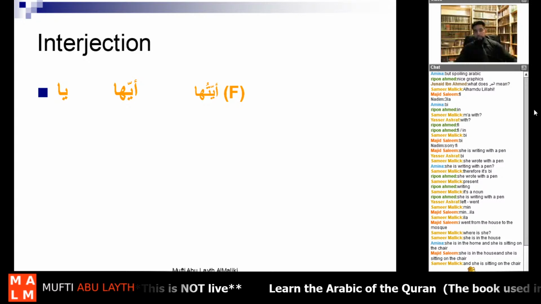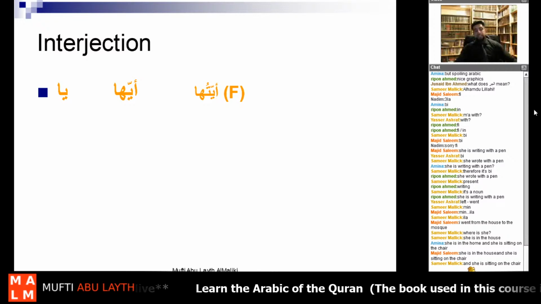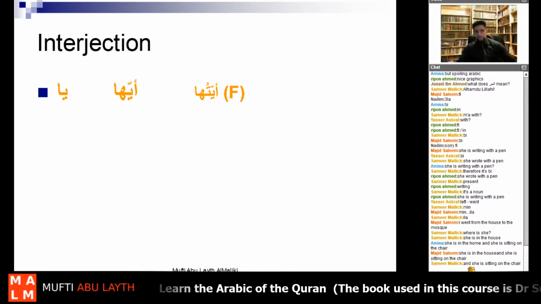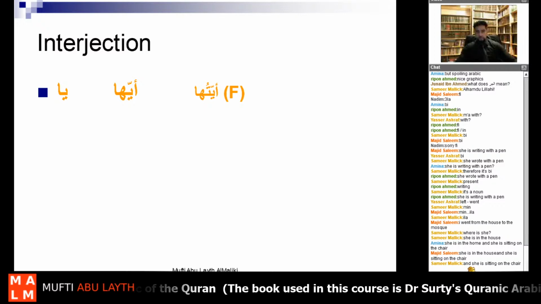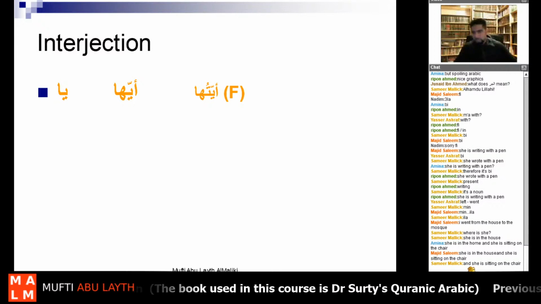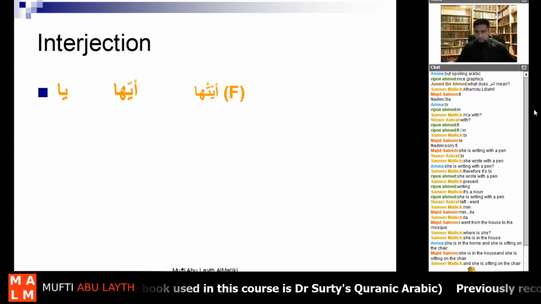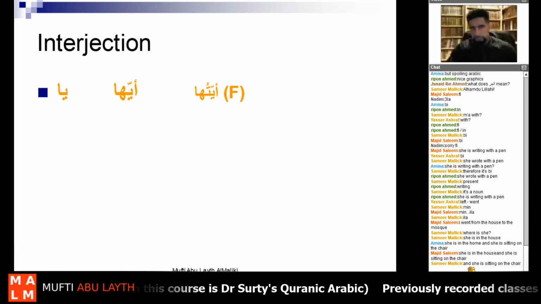Ayyuha. Ayyuha is identical to ya. I mean identical in the sense that they both are interjections, although some people may say ya is for something a bit more distant and ayyuha is for something closer. So that's an extreme subtlety which most Arabs will not really be able to tell the difference or identify with. However, some people have mentioned that perhaps there are these subtleties. And ayyatuha is the feminine version for that. That's all.